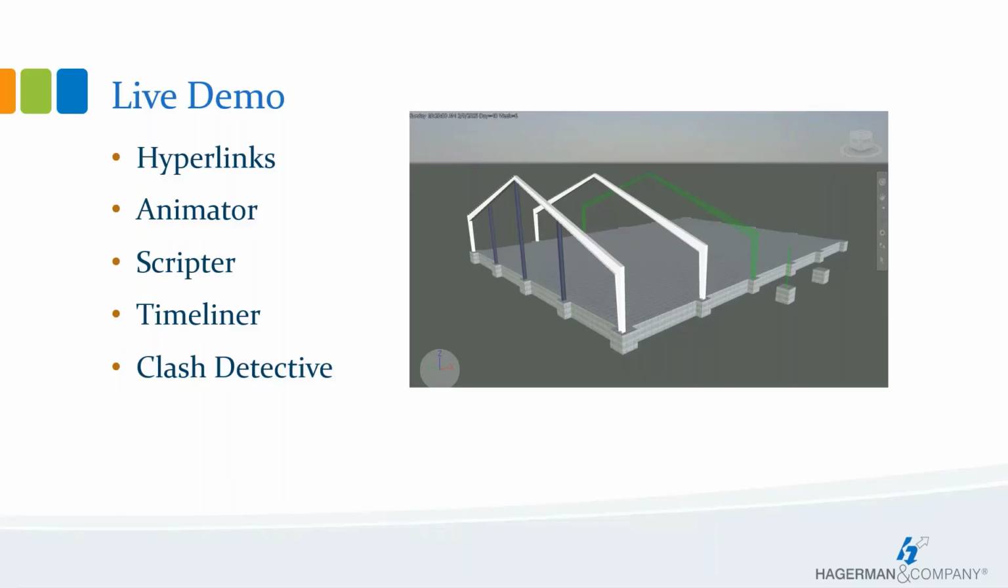We'll first take a look at hyperlinks, where you can link to a website or document on your network. Then we'll look at the animator, one of my personal favorites, where you can take a bunch of saved views and have the software use them to create a seamless walk or fly through. And then with the animator, you can also apply motion to modeled objects in a scene, whether it's showing a door open or maybe even showing a large piece of equipment or truck moving around the model.